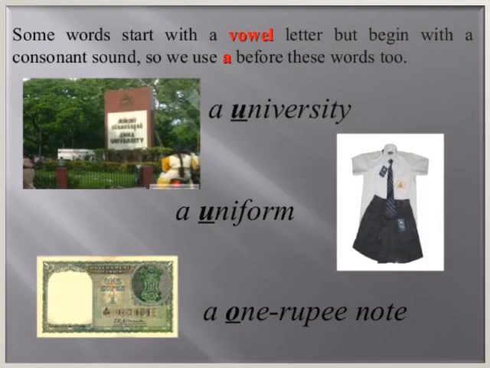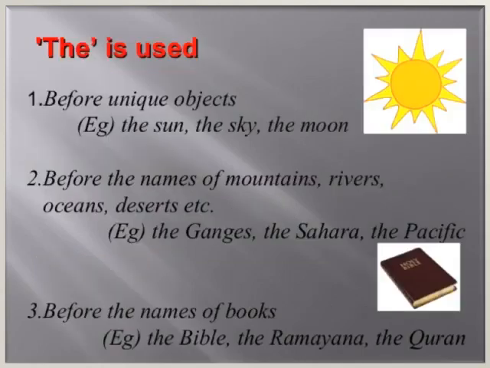You can also see that we are writing a before 1 rupee note, as the vowel sound of O is O, orange, but not W, one. Let us closely look at the usage of the definite article the. The is used before unique objects like the sun, the sky, the moon. It is also used before the names of mountains, rivers, oceans, deserts, etc. Example, the Sahara, the Pacific.